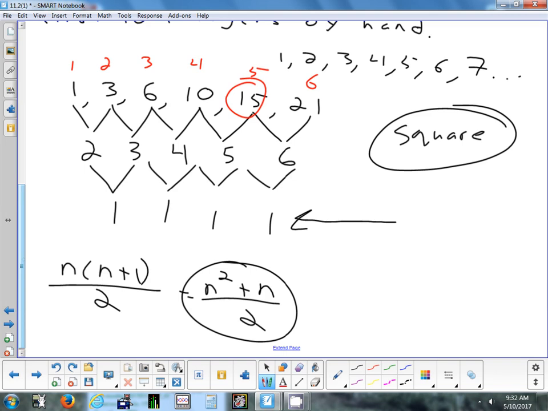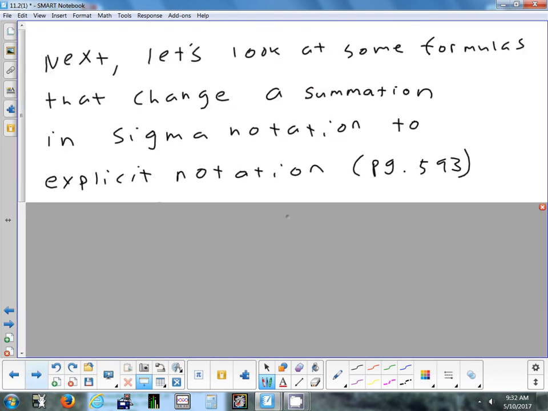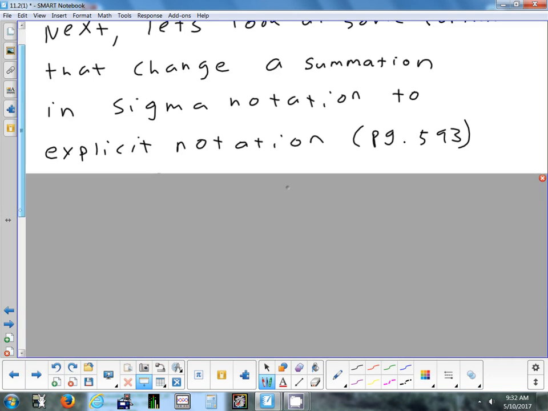And if I wanted to do the first 1,000, I could do it just as fast. 1,000 squared plus 1,000 divided by 2. Without sitting there and doing it out. Okay. So that's what I'm going to show you now. Some special patterns. I think there's 2 other ones I'll show you.